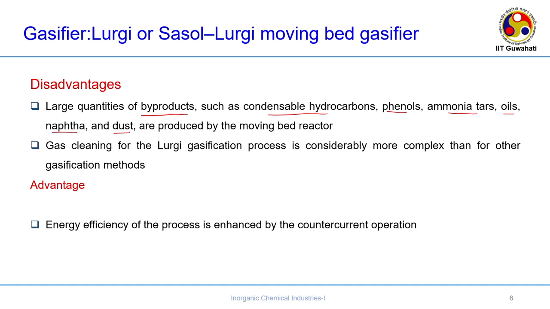So if you want to clean this, because these gases would have been inside the gasifier, the cleaning of this gas is a very cumbersome job. The gas cleaning for the process is considerably more complex than for other gasification methods. But the greatest advantage, what is the advantage? The energy efficiency of the process is enhanced because of the countercurrent operation. Most of the coal particles are either combusted or converted to syngas. If combusted, it is converted to CO2, and the CO2 will again be useful for converting to carbon monoxide as an endothermic reaction. So most of it is converted.